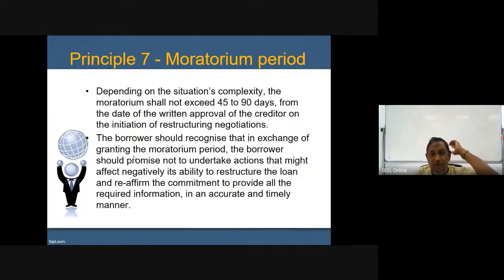The borrower should recognize that in exchange for granting the moratorium period, the borrower should promise not to undertake actions that might affect negatively its ability to restructure the loan, and reaffirm the commitment to provide all the required information in an accurate and timely manner. Okay. The borrower should promise not to undertake any action affecting negatively the restructuring program.